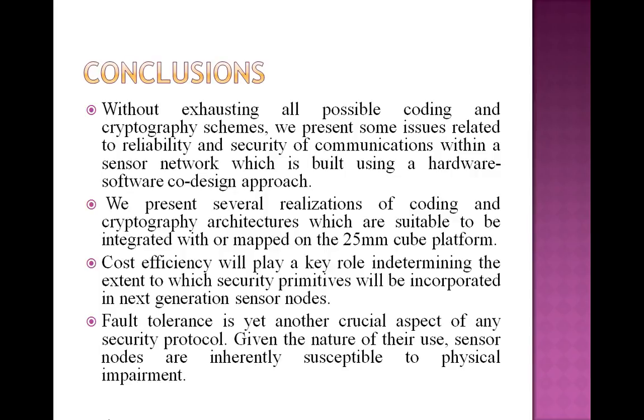Here's the conclusion. We have explained how the public key algorithm and the private key algorithm have been selected. The Rabin scheme is selected for the public key. The conclusion is that, after exploring the possible coding and cryptography schemes, we present some issues related to reliability and security of communication within a sensor network, which is built using a hardware-software co-design approach.